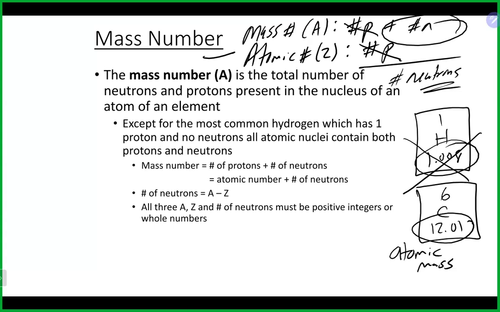So out of those two things, mass number and atomic number, it is only the atomic number that you can find on the periodic table. Once again, the number on the bottom is not the mass number. And again, they need to be whole numbers. Any questions?